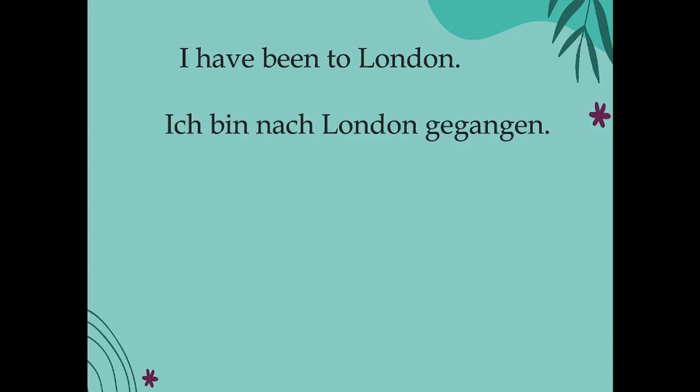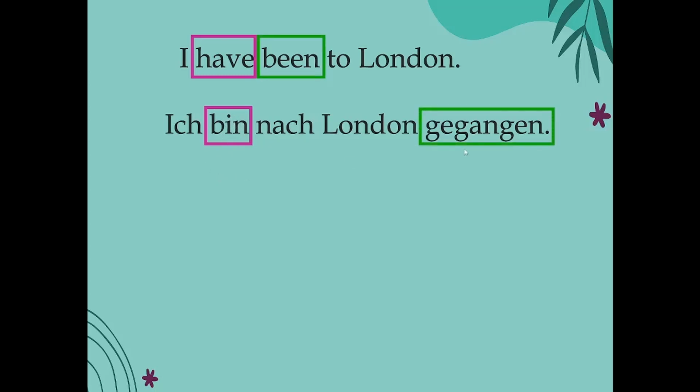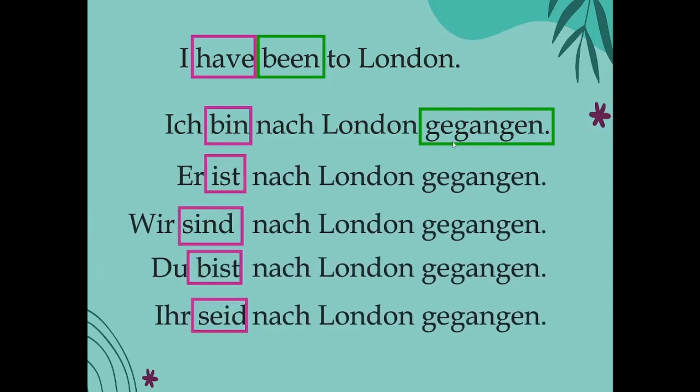In English, if you want to say I have been to London, the same meaning in German would be Ich bin nach London gegangen. So gehen is becoming gegangen. And you also notice that there is a helping verb, SEIN. Bin is used. And so in first person, second person and third person, this helping verb will get conjugated, and this G form of your verb will remain the same.